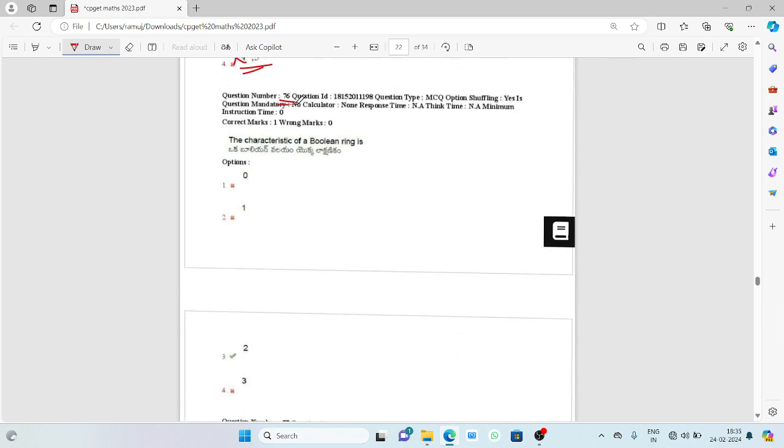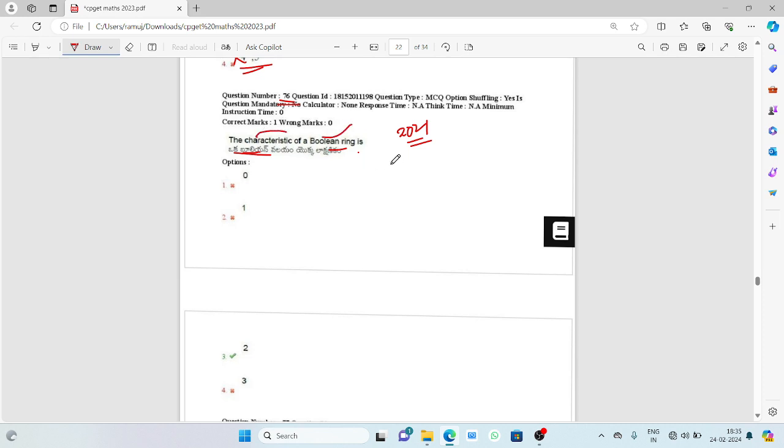And the 76th one. If you observe carefully, here he is asking the characteristic of a Boolean ring. I already discussed this question. It is a repeating question in 2023; it was already there in 2021. I already told you in that video also. So the question is asking the characteristic of a Boolean ring.